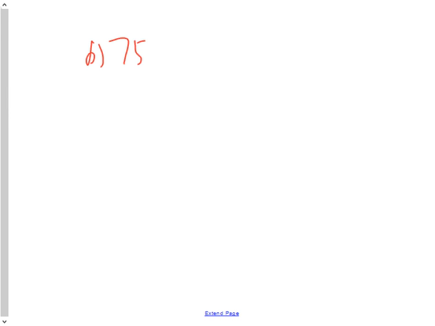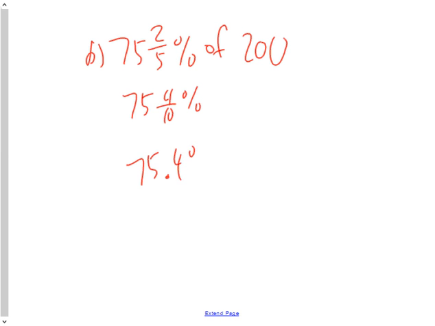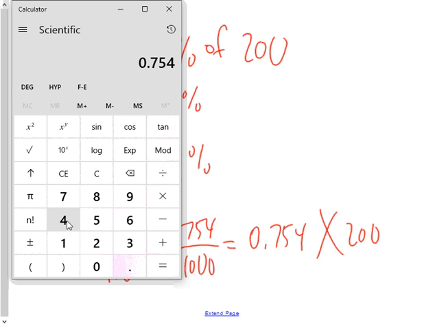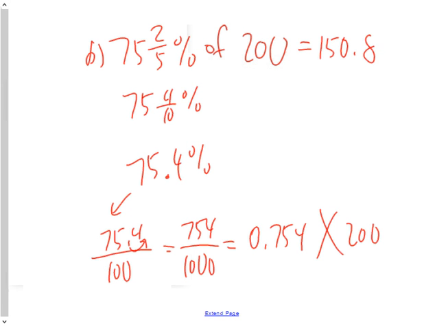Question B, 75 2/5% of 200. 75 2/5 is the same thing as 75 4/10%, which is the same thing as 75.4%. These are all the same thing. So now that I know that, 75.4% is 75.4 out of 100. I need to get the decimal gone. I only have to multiply it by 10 to get 754 out of 1,000, which written as a decimal is tenths, hundredths, thousandths of 200. 75 4/10% of 200 is 150.8. And since we're dealing with dollars, it would be $150.80 if we were dealing with money.